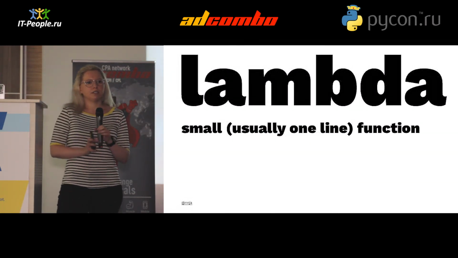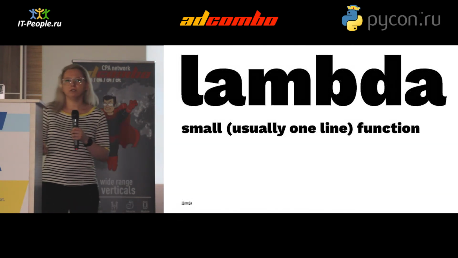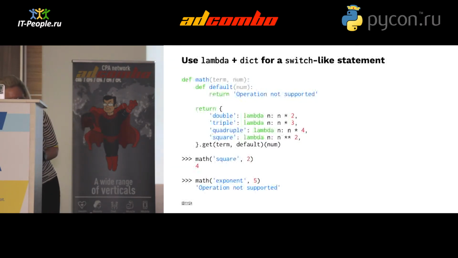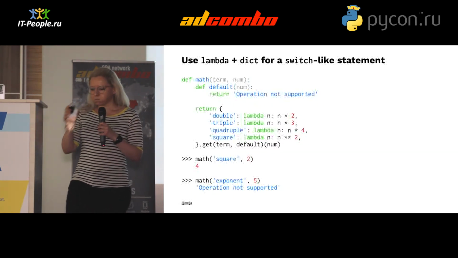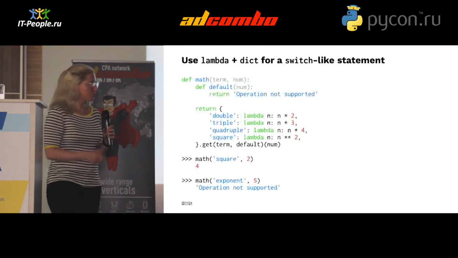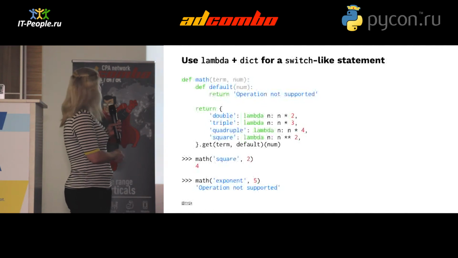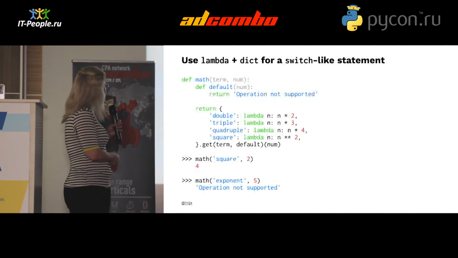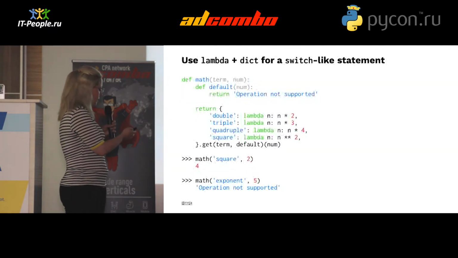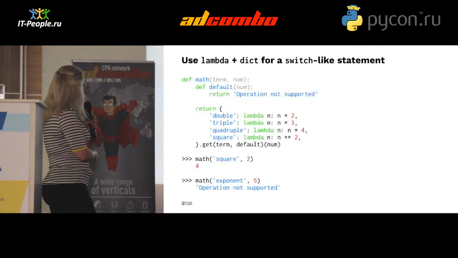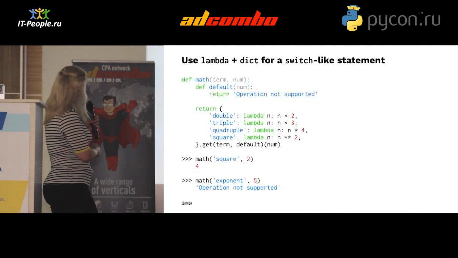Another tool at our disposal is lambda. And a lambda is a small, usually one-line function. We can use lambda with dictionaries to make a switch-like statement. So we have a default operation here. It says operation is not supported. And then we have a dictionary with some little functions defined using lambdas, for example, to double a number, return the number times 2, triple, return the number times 3. When we get an item from the dictionary, we either get this lambda or we return our default operation. And by passing num in here, we're actually going to call the function.